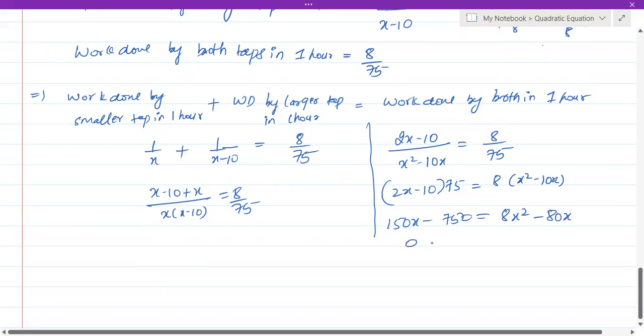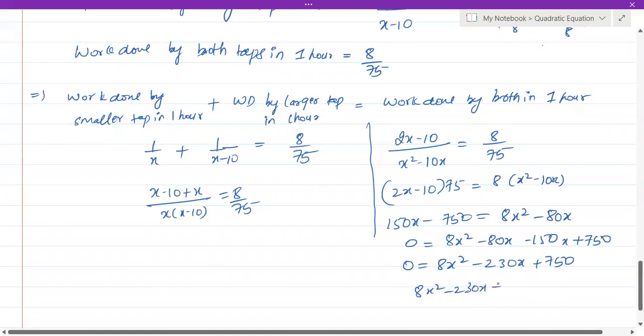So let's shift everything to the RHS. So 0 equals 8x squared minus 80x minus 150x plus 750. If you simplify this, 8x squared minus 230x plus 750. In another word, 8x squared minus 230x plus 750 equal to 0. Solve this by any of the methods. We will get the answer.